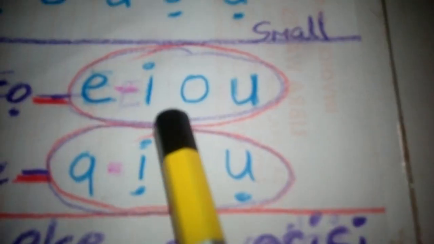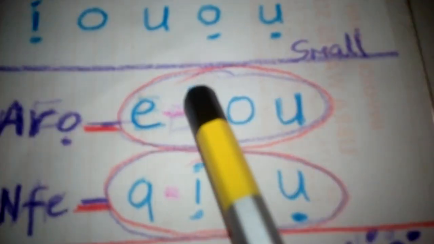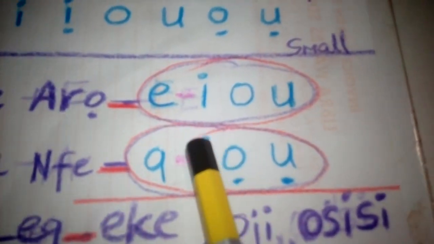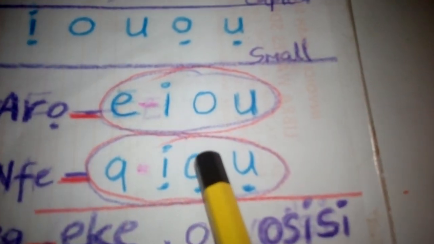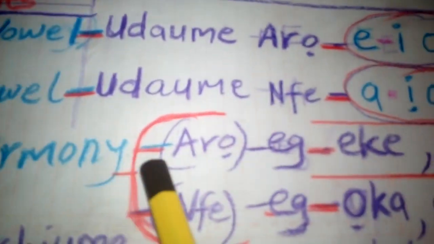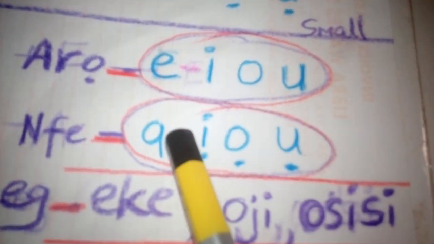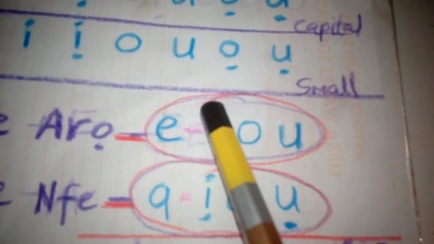Okwe. You see O belongs to this group. C is a consonant. E belongs to this group also. S is a consonant. E also from here. So it didn't mix with this. That's why they call it vowel harmony. They go with their group.